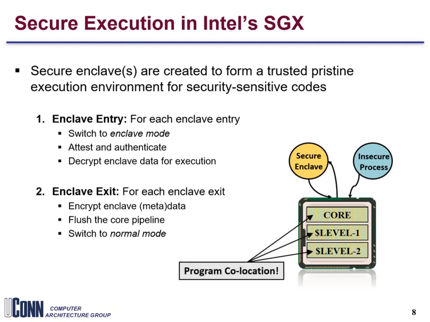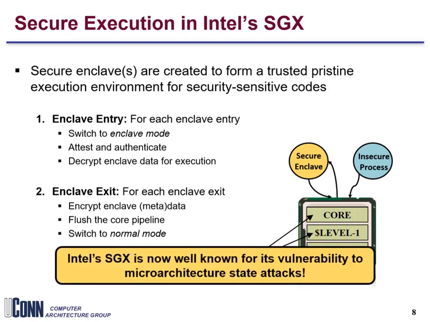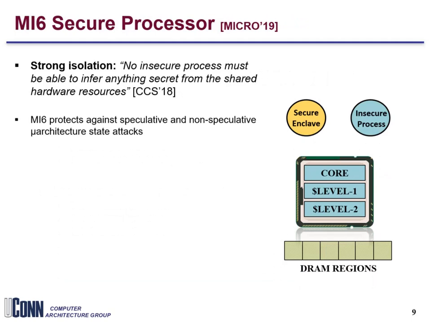However, in this figure, we see that the program data now coexists in the shared hardware resources, by means of which the insecure process can now conduct all possible microarchitecture state attacks, and this has even been shown in prior works. Now, moving on to the state-of-the-art MI6 secure processor, this architecture considers Intel's SGX enclave execution model and takes a step ahead in addressing Intel's SGX security challenges.